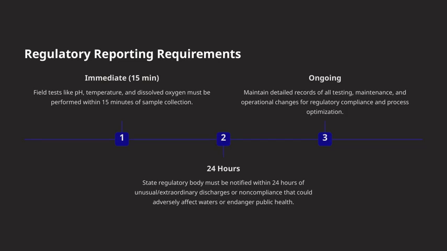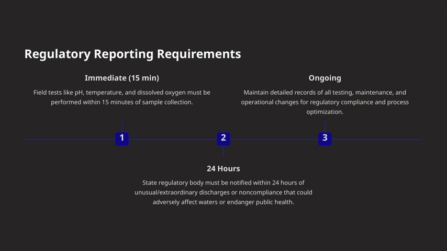Let's take a moment to talk about regulatory reporting requirements. First, some tests, like pH, temperature, and dissolved oxygen, need to be done very quickly, within just 15 minutes of collecting the sample. This quick turnaround is crucial to ensure the data we gather is accurate and relevant.